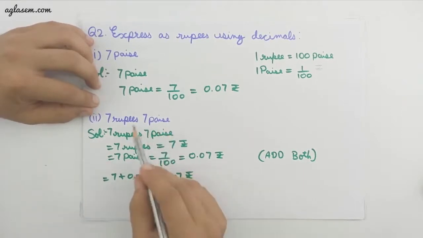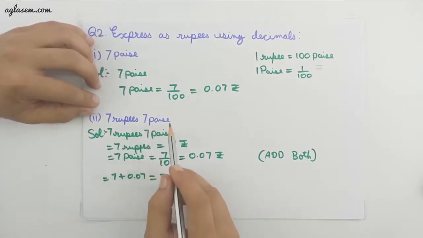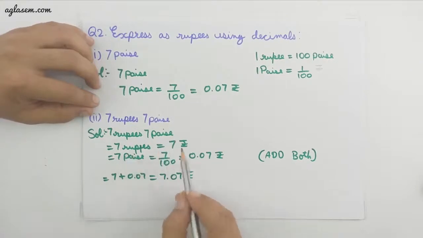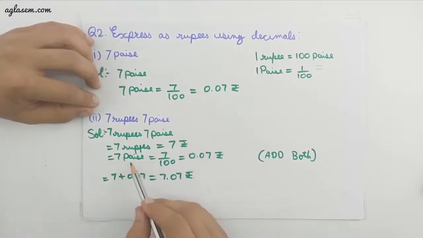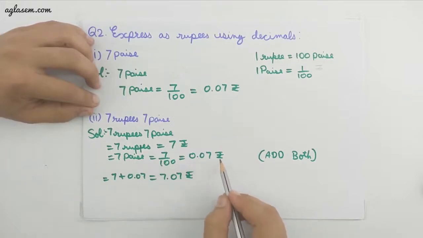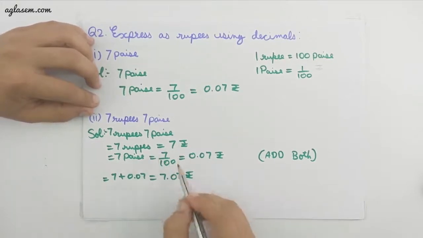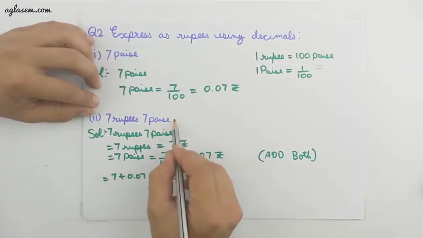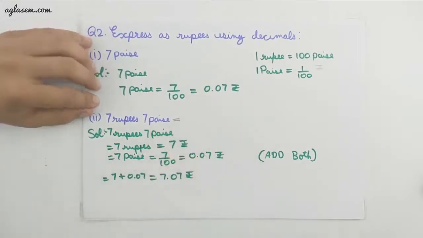The second part of this question is 7 rupees 7 paisa. We have to add both the numbers in rupees. So 7 rupees is equal to 7 rupees only, but 7 paisa is 7 upon 100. That means 0.07 rupees. If we add both the numbers, we will find that 7.07 rupees is the actual decimal form of this part.